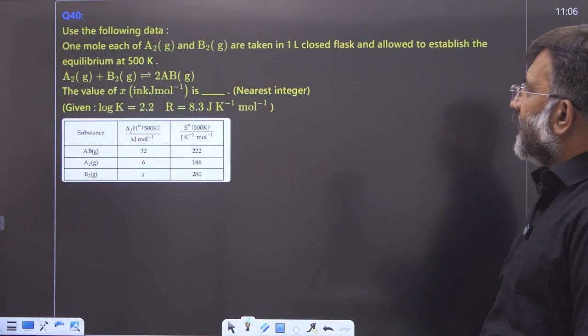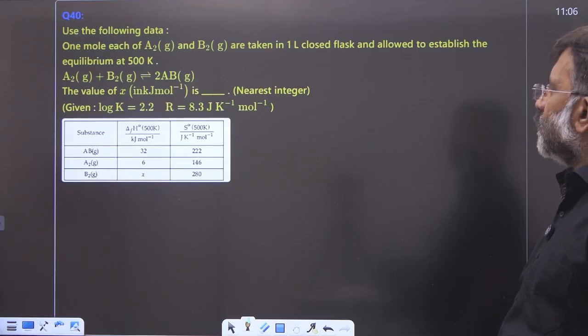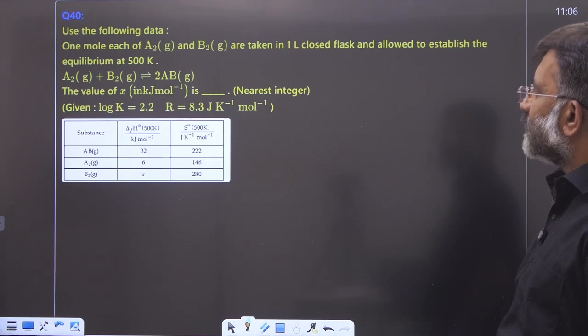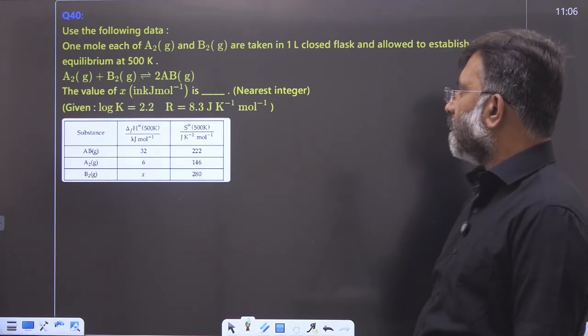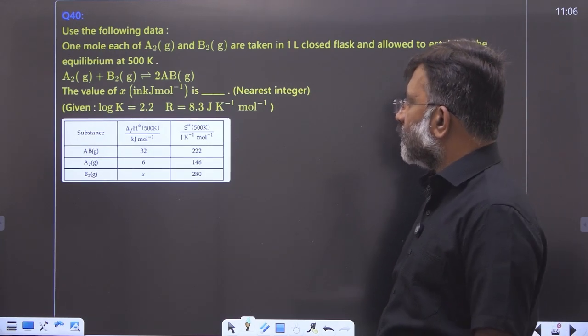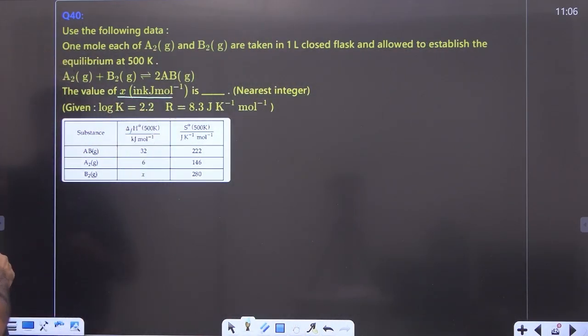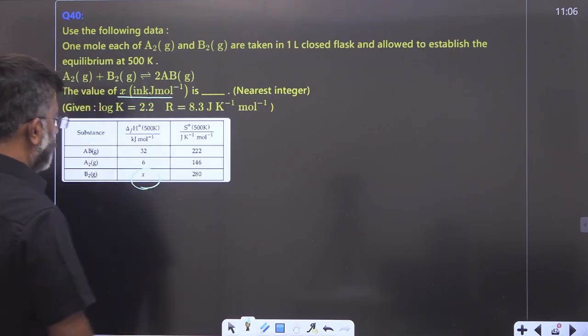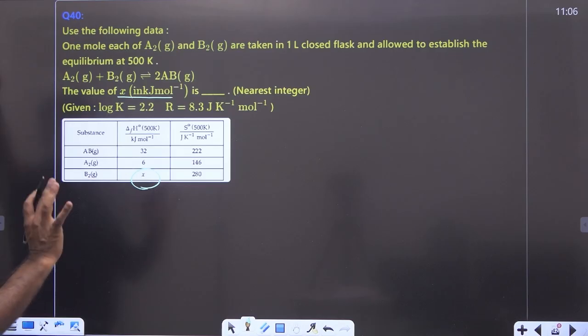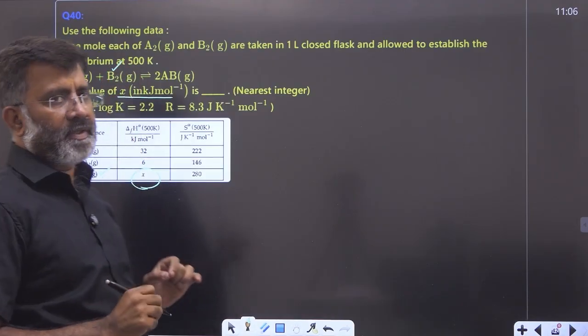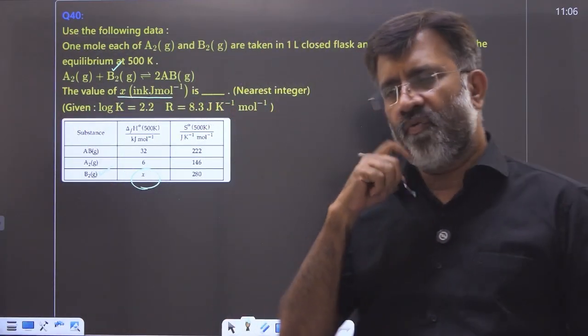Use the following data. 1 mole each of A2 and B2 are taken in a 1 liter closed flask and allowed to establish equilibrium at 500 Kelvin. Equation available. We want to know the value of X in kilojoule per mole. There is an X in the data, that means we need to get the enthalpy of formation for B2. Enthalpy of formation for B2 we need to find out.